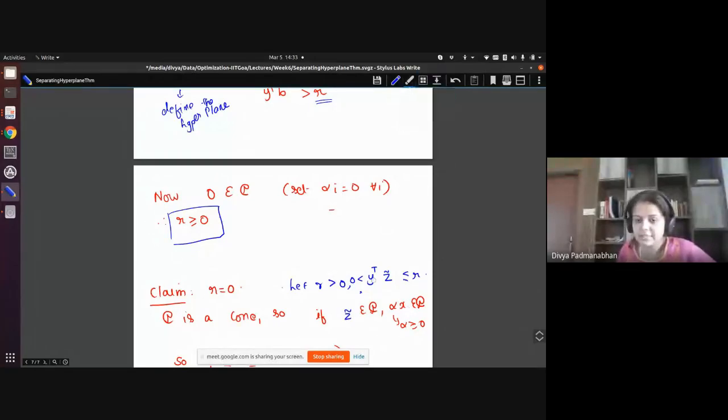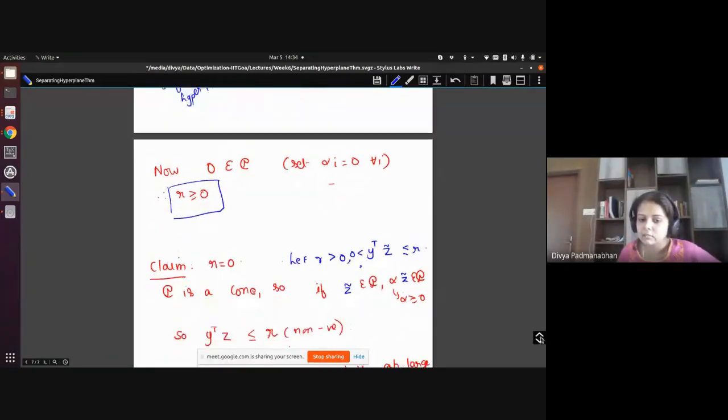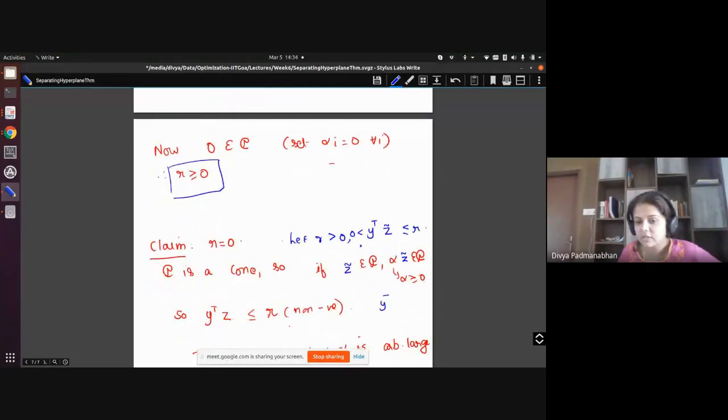Since Z tilde lies in this cone, alpha times Z tilde will also lie in this cone. No matter how large you take the value of alpha, this is going to lie in the cone. So if you take Y transpose alpha Z tilde, this is going to give alpha times Y transpose Z tilde, and this is some finite value which is less than or equal to R. But if you take a very large value of alpha, this quantity can become very huge.